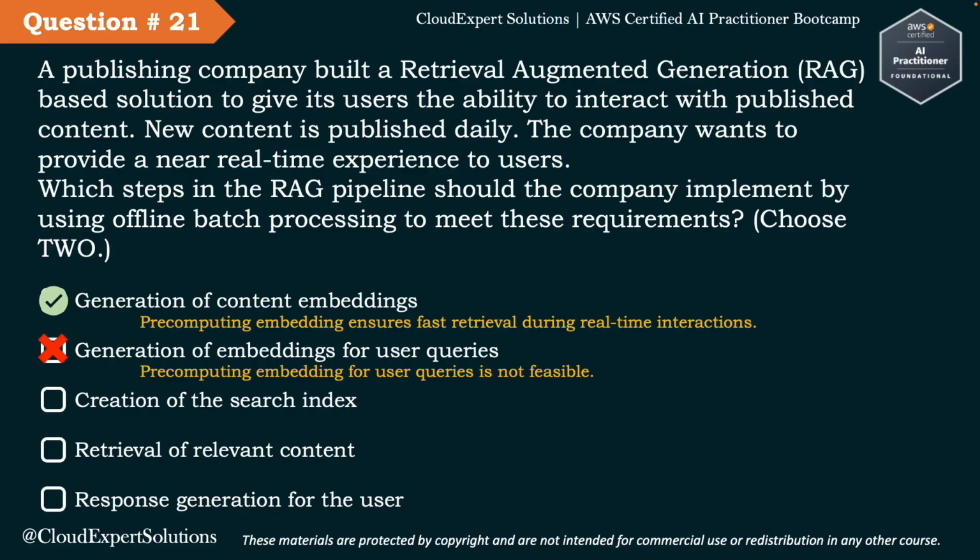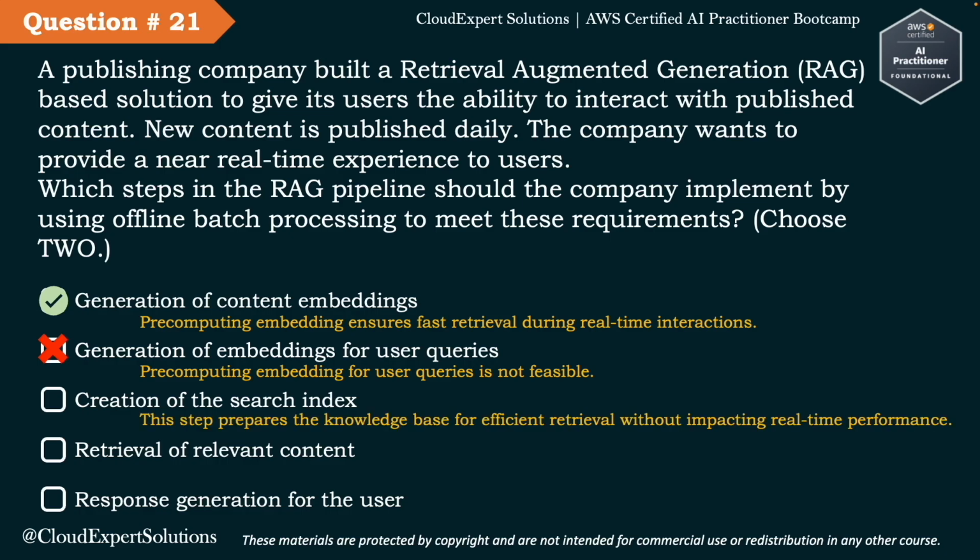The third option, creation of search index. Building or updating the vector search index after generating embedding is also best practice, and it is done in batch mode. This step will prepare the knowledge base for efficient retrieval without impacting real-time performance. Hence, this is also a potential correct option. Let's park it and move to option number 4, retrieval of relevant content.